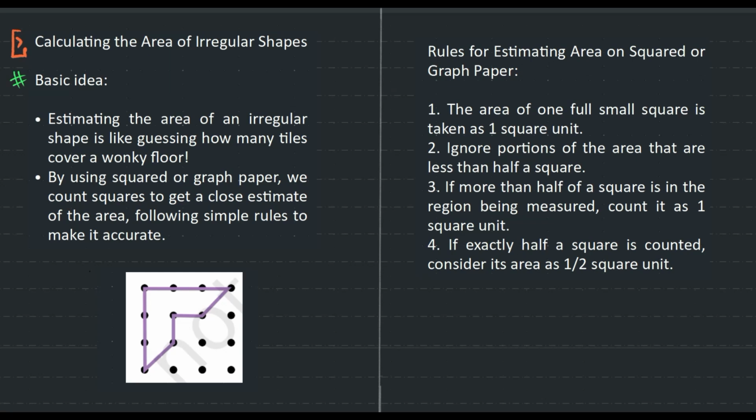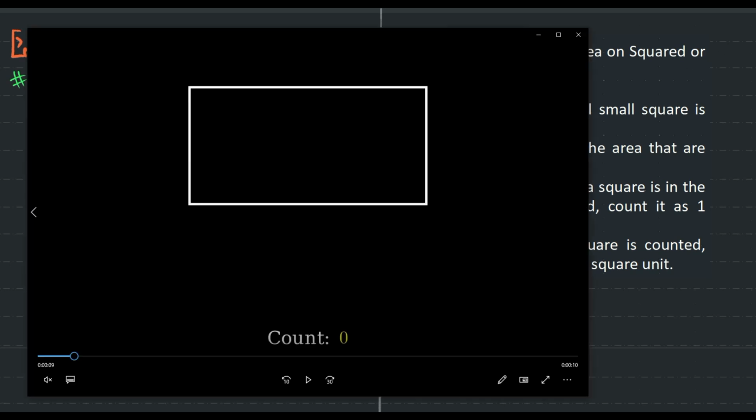We're looking at calculating the area of irregular shapes. So what is an irregular shape? First thing is, let's look at an irregular shape or regular shape. This is a regular shape. This is a rectangle. This is a regular shape. A shape whose dimension and whose properties are known, we can term it as a regular shape.